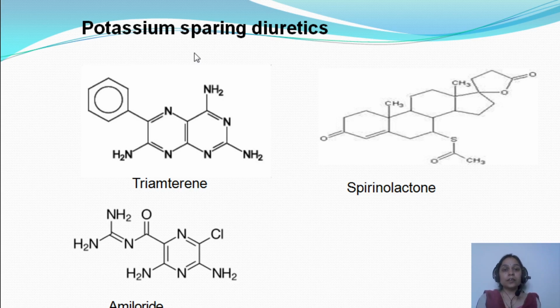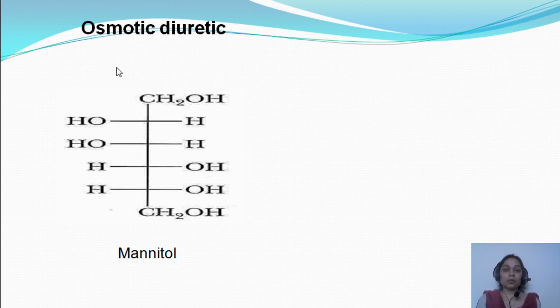Next category is potassium sparing diuretics, triamterene, spironolactone, and amiloride. Amiloride has a pyrazine nucleus. This one, this is a pyrazine ring. Osmotic diuretic, mannitol. So this is the structure of mannitol.